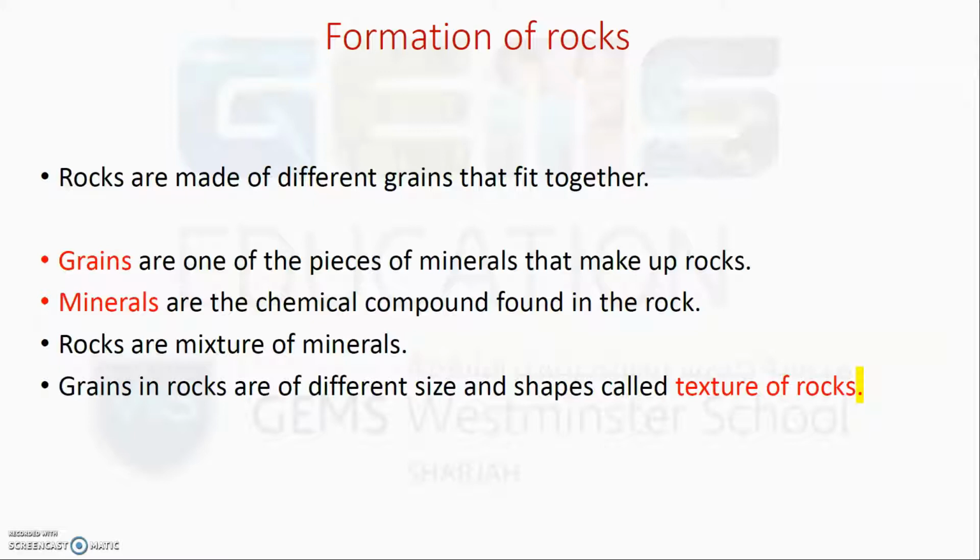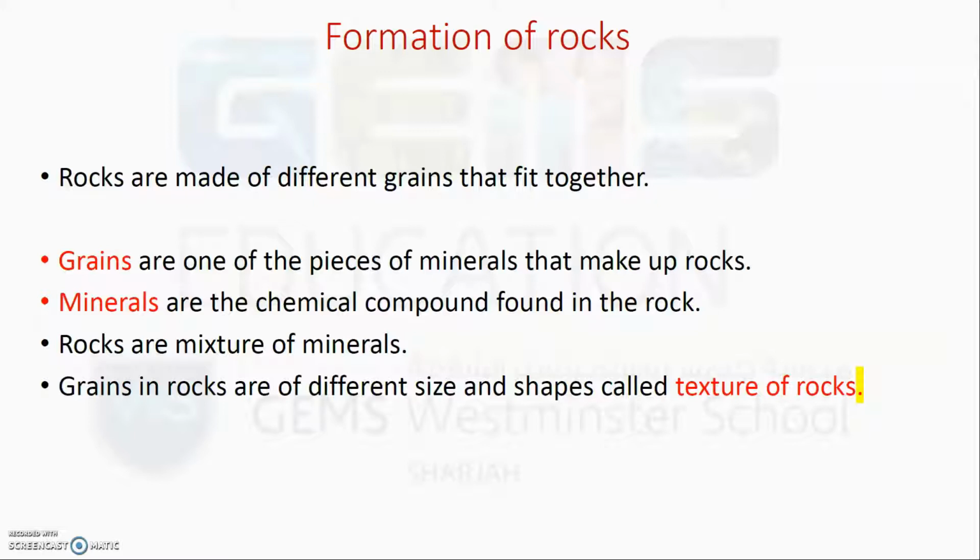Minerals are the chemical compounds found in the rock. Rocks are mixtures of minerals. So minerals are small chemical compounds found in the rock. Rocks are a mixture of minerals, so in a rock there can be many types of minerals.